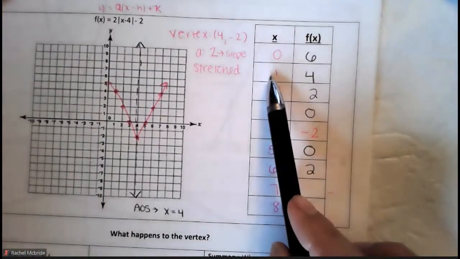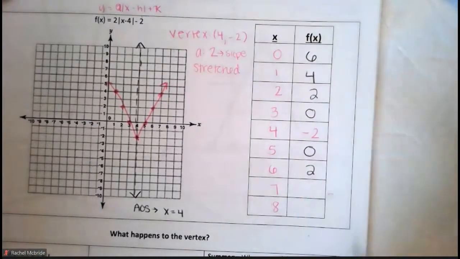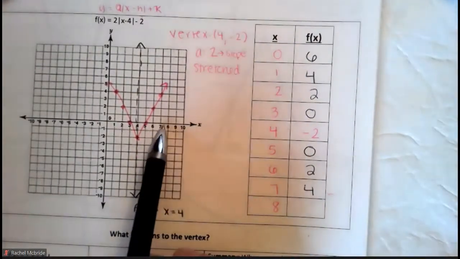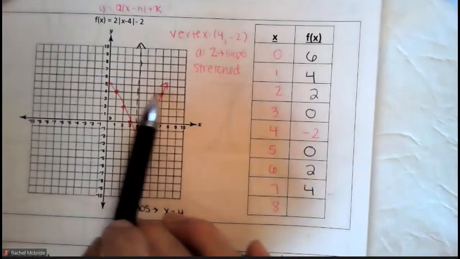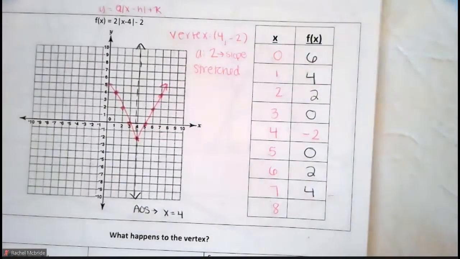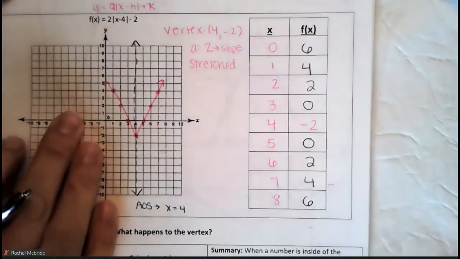4 minus 3 is 1. 4 plus 3 is 7. So 1 and 7 will both be at the same value of 4. And again, we can see that over here. At 7, both those 2 points are at 4. So what's nice is the table, the graph, and the chart all create that connection.